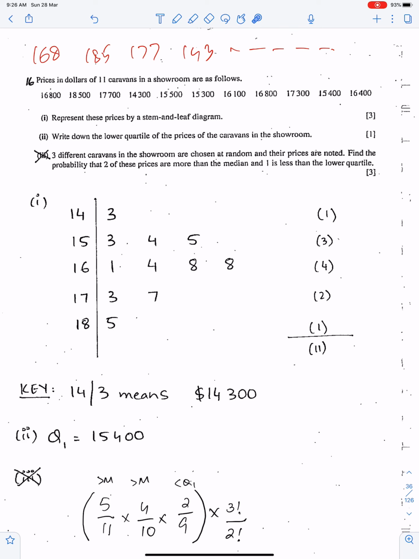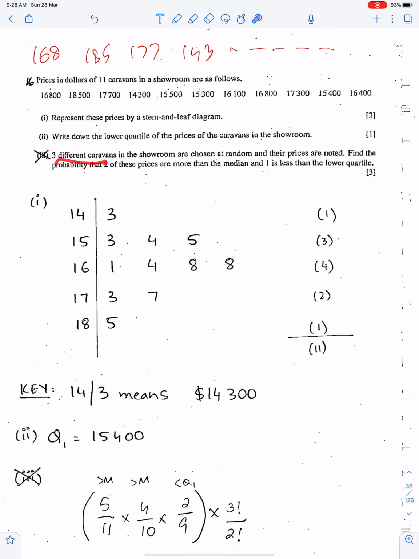This question is important because we have to scale these observations to the nearest 100. Scale by $100, like this. So just ignore the hundreds, the two zeros, write the numbers without hundreds, and then draw this stem plot. And read this as 14/3 means 14300, because this is a scale. And you all know how to get the lower quartile.